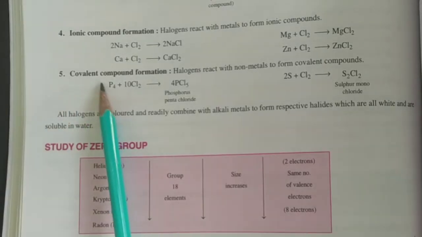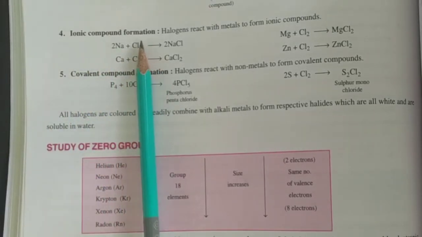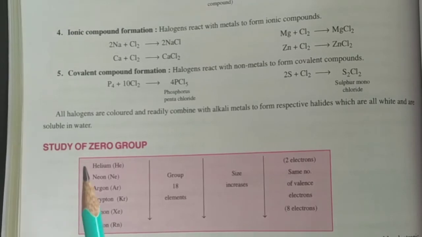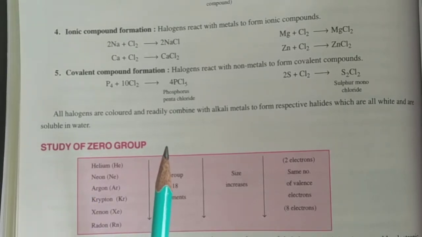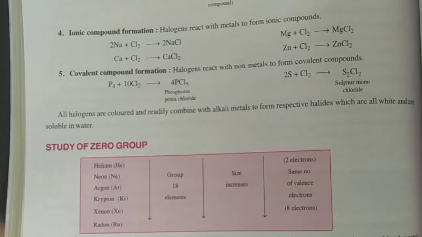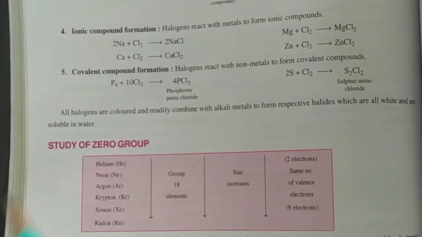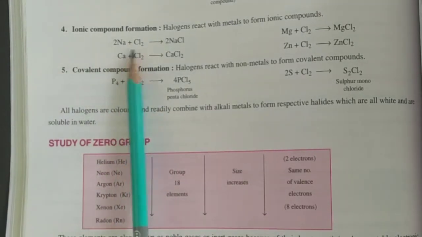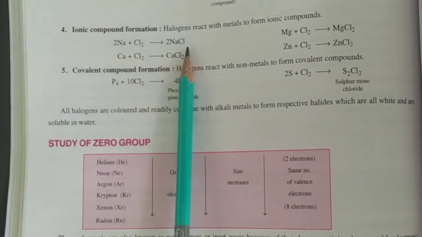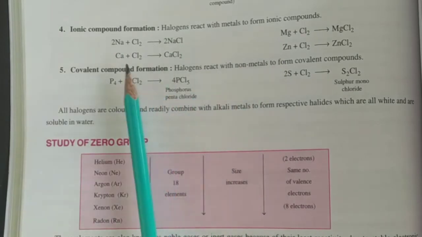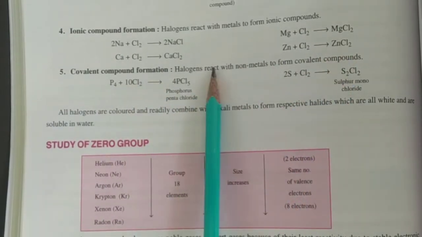The next chemical property is ionic compound formation. Whenever the halogens react with metals, they form ionic compounds. Because metals are electropositive and halogens are electronegative, the metals lose electrons which are gained by the halogens, and due to the presence of opposite charges on them, they combine to form the ionic compound. Like sodium reacts with chlorine to form sodium chloride, which is an ionic compound. Similarly, calcium, magnesium and zinc react with the halogens to form ionic compounds.